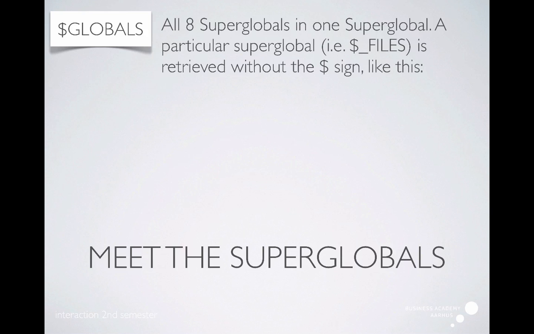Then we have globals. Globals is the collection of all the 8 Superglobals together. Let's have a look at that. Usually when we want to use a Superglobal, we use $_ and then files or environment, server, whatever it may be. But when we want to retrieve something from the globals Superglobal, we have to define the variable inside as something like _files, for example. So $GLOBALS['_FILES'] will give us the same as $_FILES.